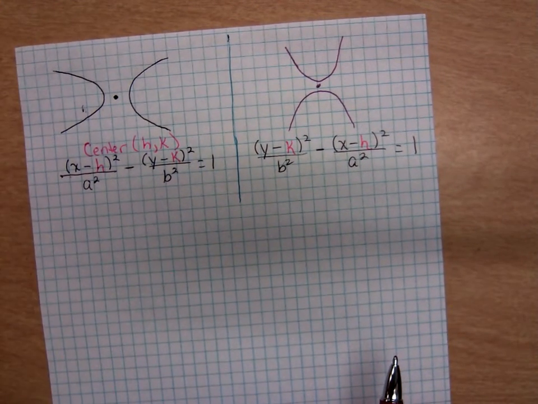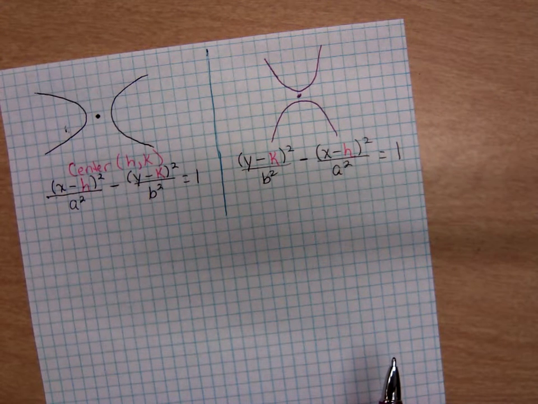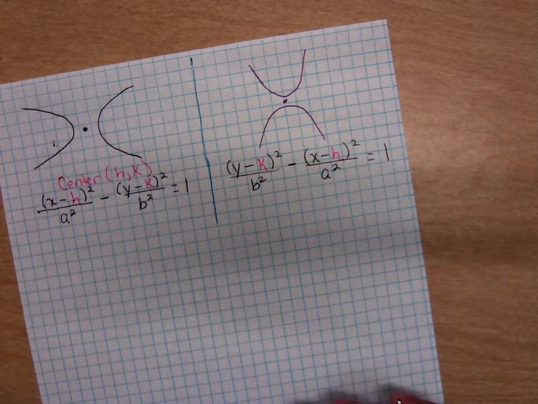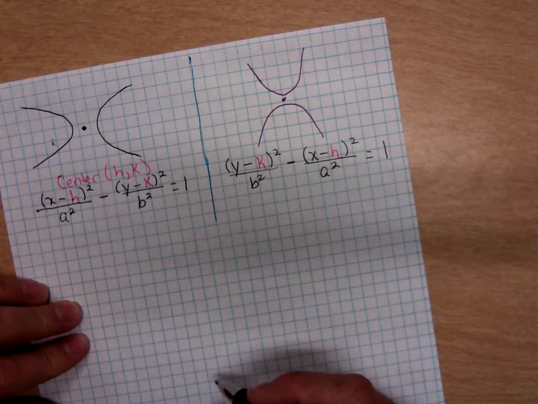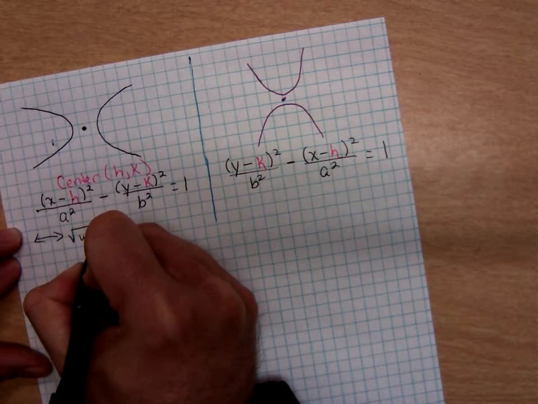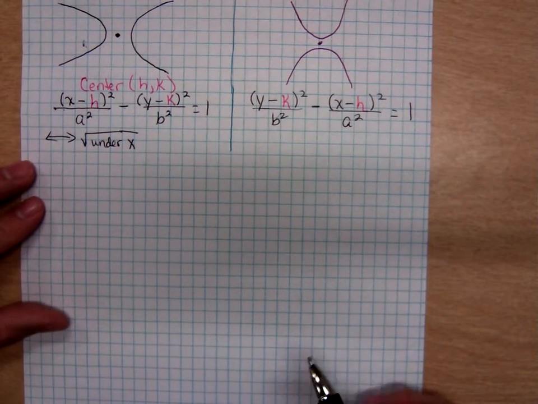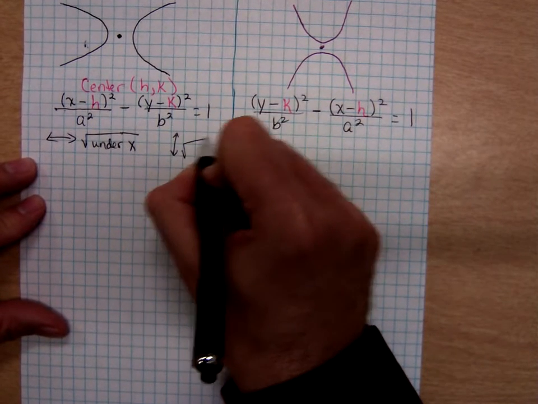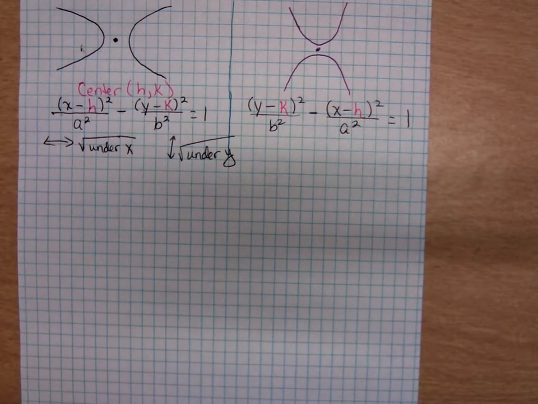To graph these hyperbolas, we're going to state the center, then the left, right, and the up, down. I'm writing the same thing I did for ellipses. We're going to be moving left and right the square root of the number under x, up and down the square root of the number under y. And these are just multiple choice problems.